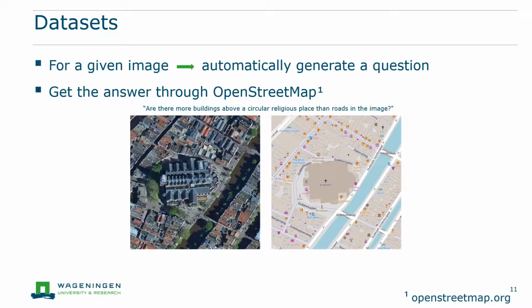While images are nowadays relatively easy to obtain and questions can be generated automatically, getting the true answer is tricky. To get the answer, we leverage open data from OpenStreetMap. First, we retrieve the OpenStreetMap data corresponding to the extent of the image. We can then parse the tree representation to get the answer.